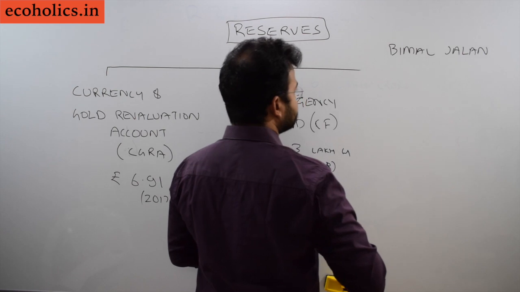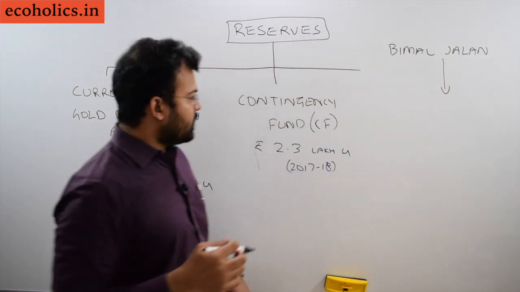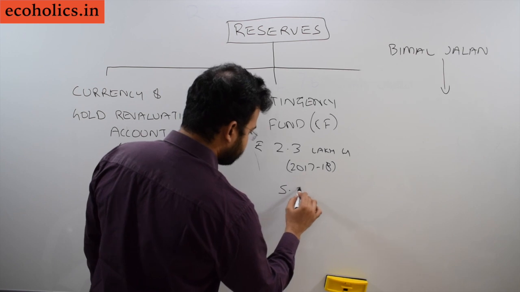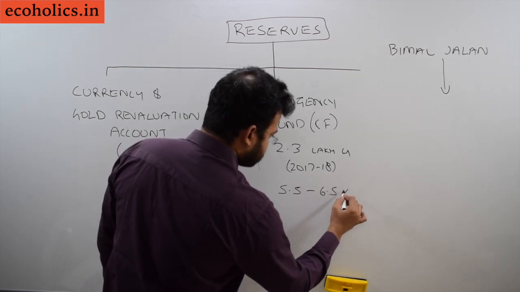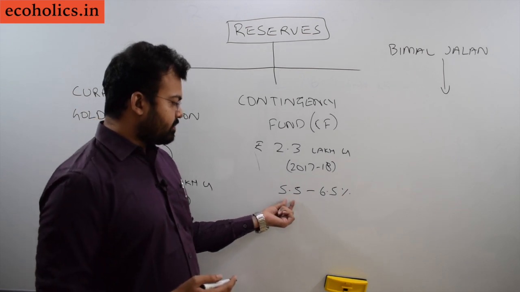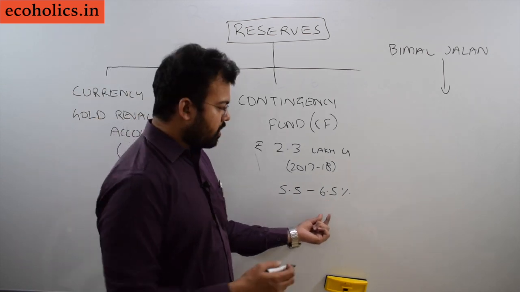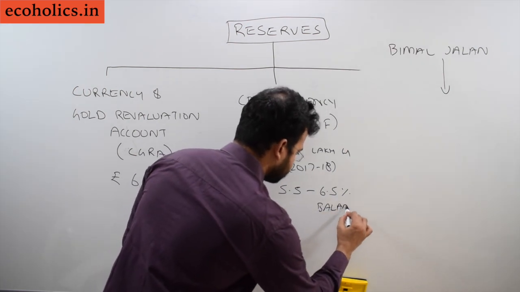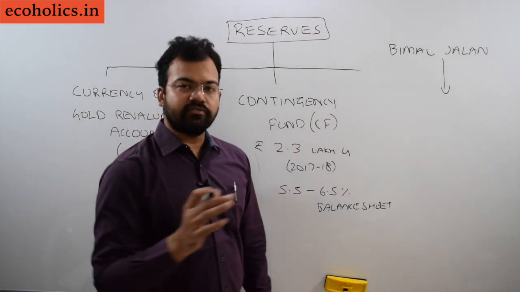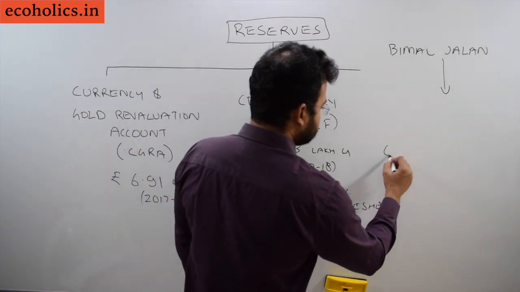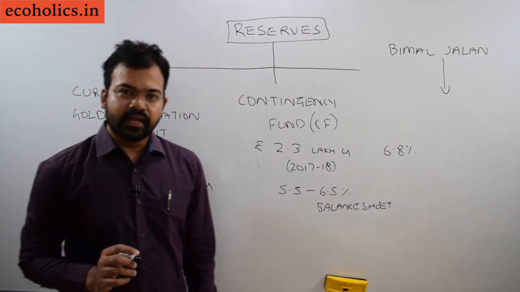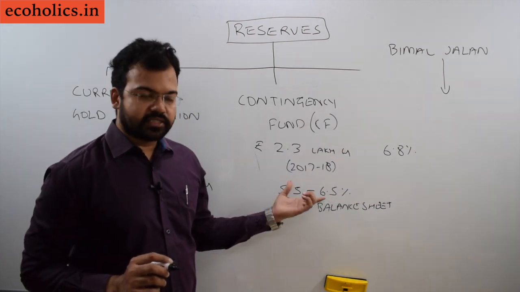Now, what did the Bimal Jalan committee suggest? We need to understand. They talked about the contingency fund. Under the contingency fund, the Bimal Jalan committee is of the opinion that if the reserves are between 5.5% and 6.5% of RBI's balance sheet, then this amount is in a comfortable position. Right now, this amount is around 6.8% of our central bank's balance sheet.